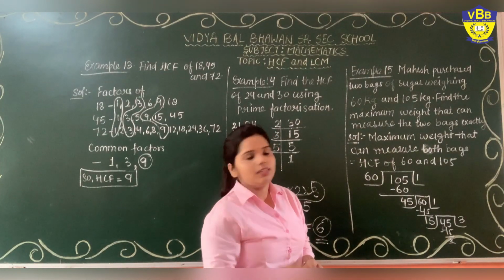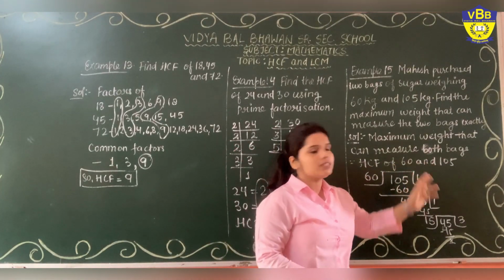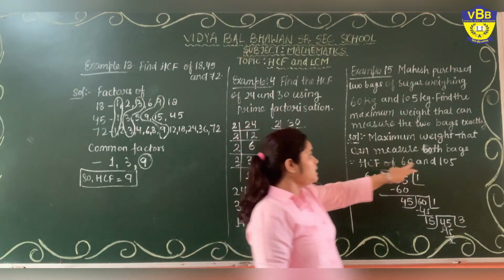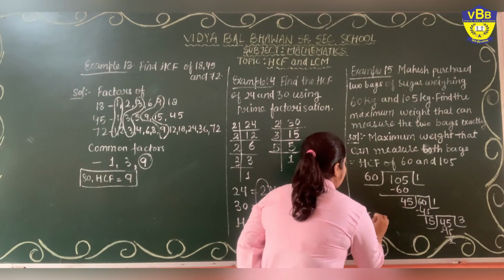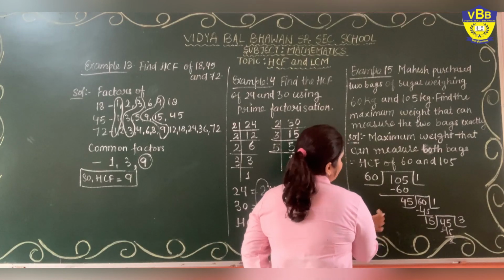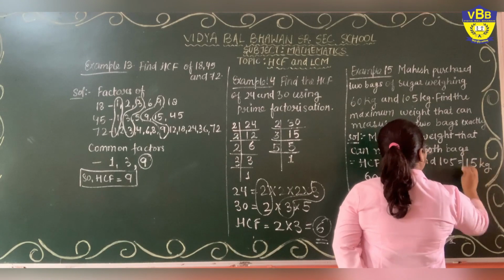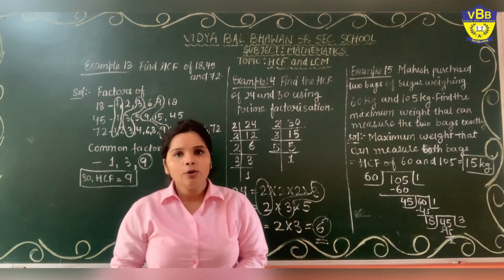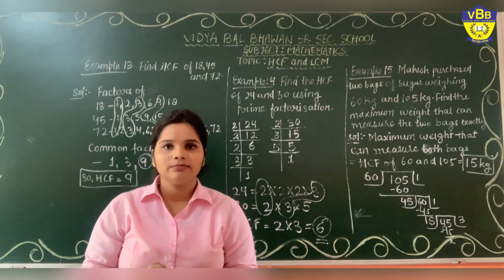This HCF means what is the maximum weight which can measure both these weights? 15. A 15 kg weight can measure these two weights exactly. So HCF of these two numbers is 15, that is equal to 15 kg. Answer is 15 kg. I hope how to find HCF is clear to all of you now.